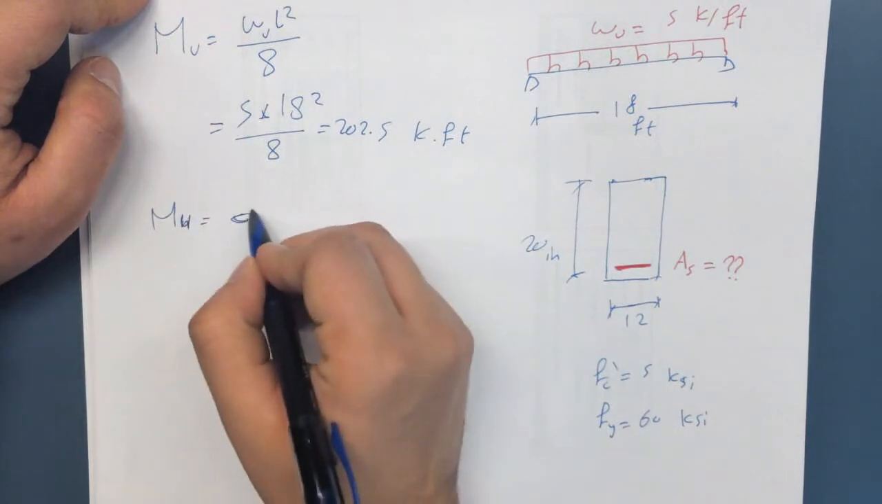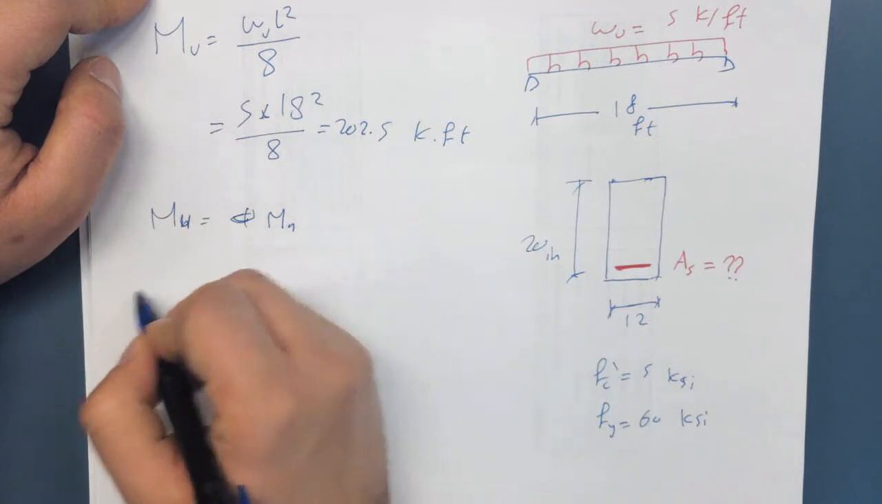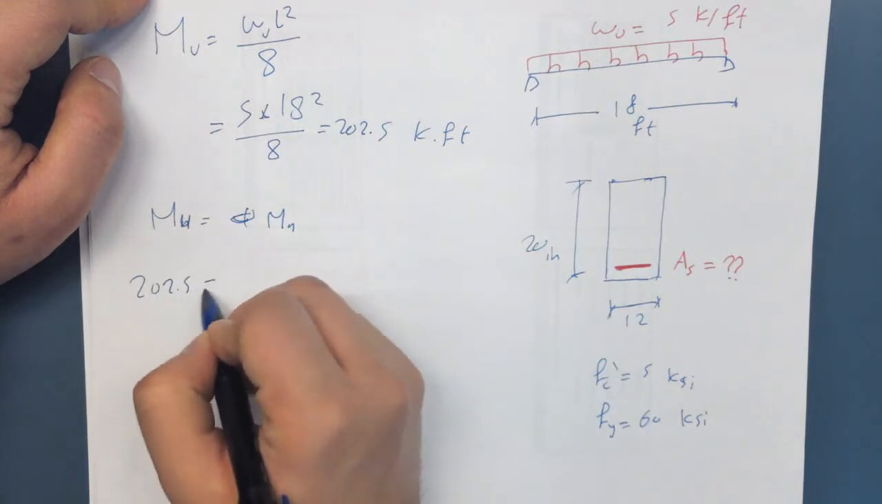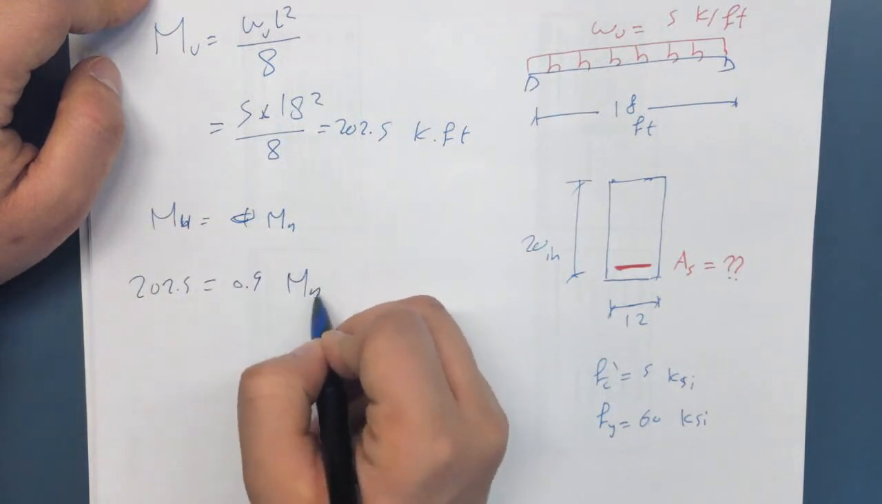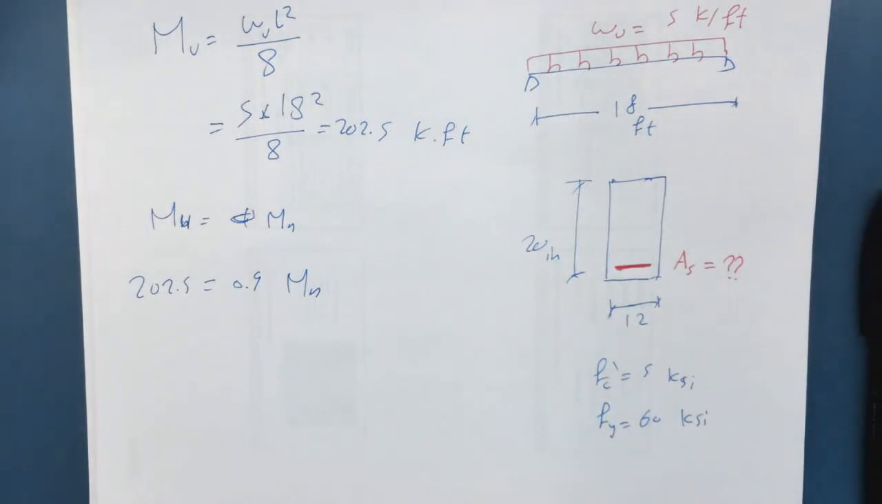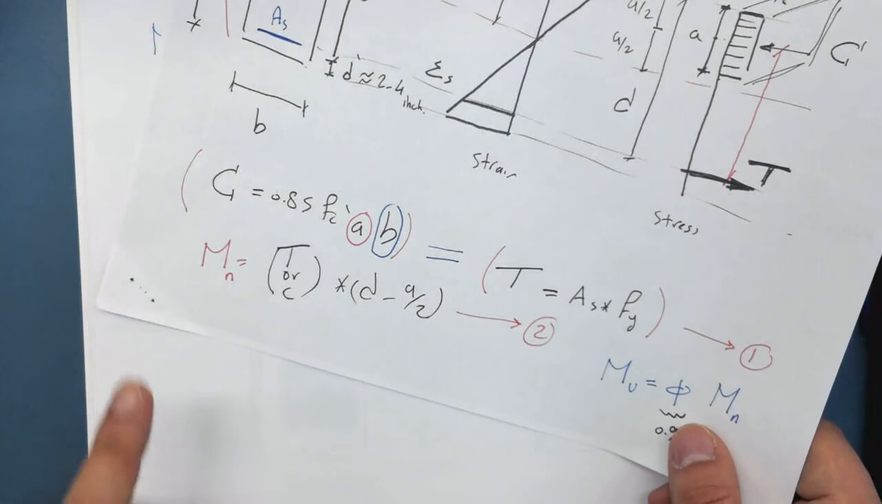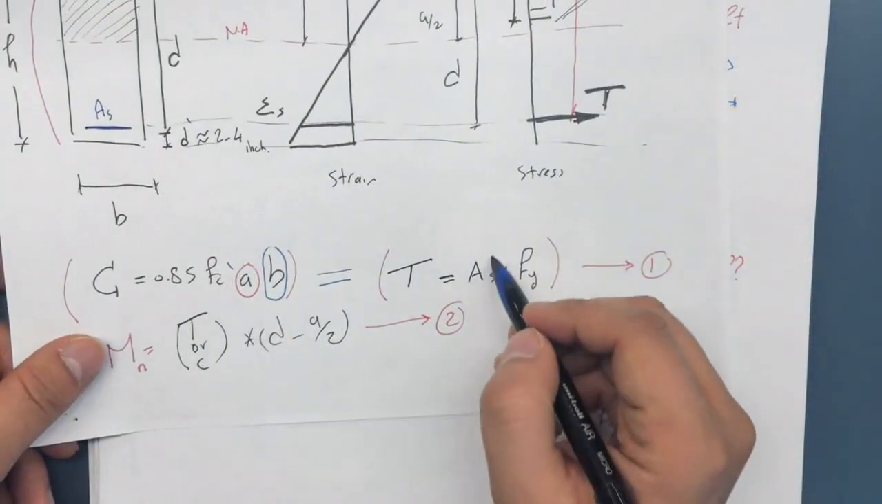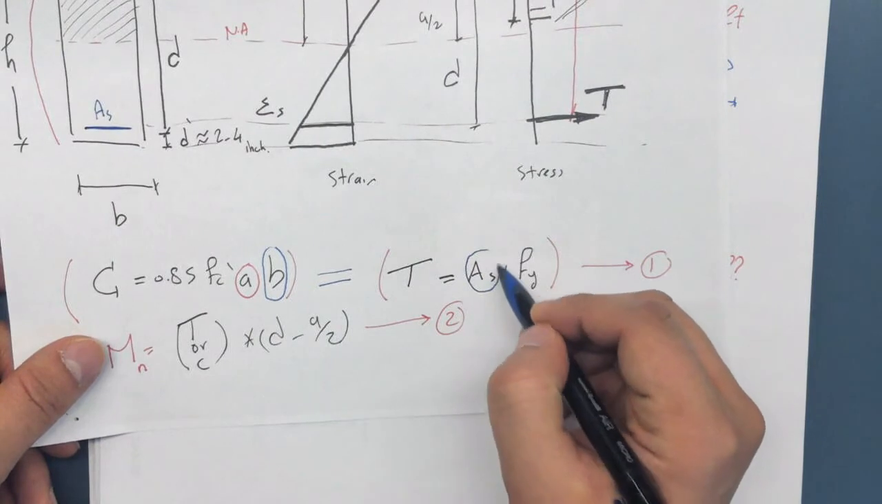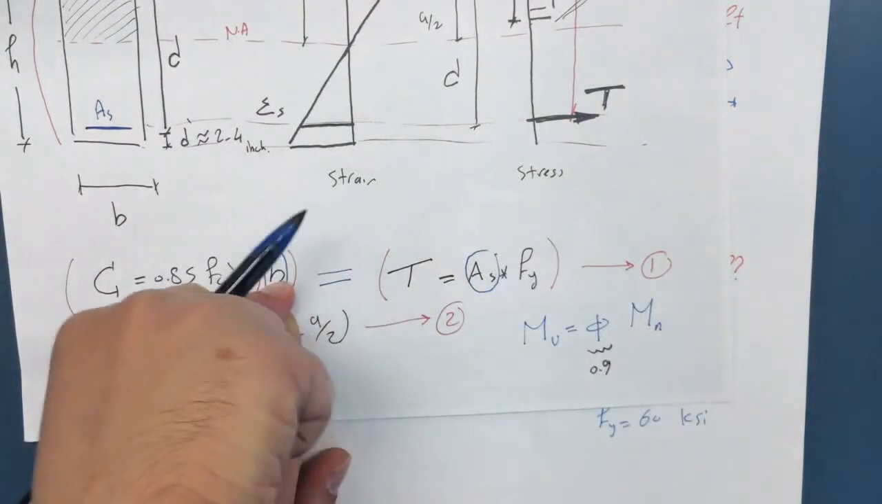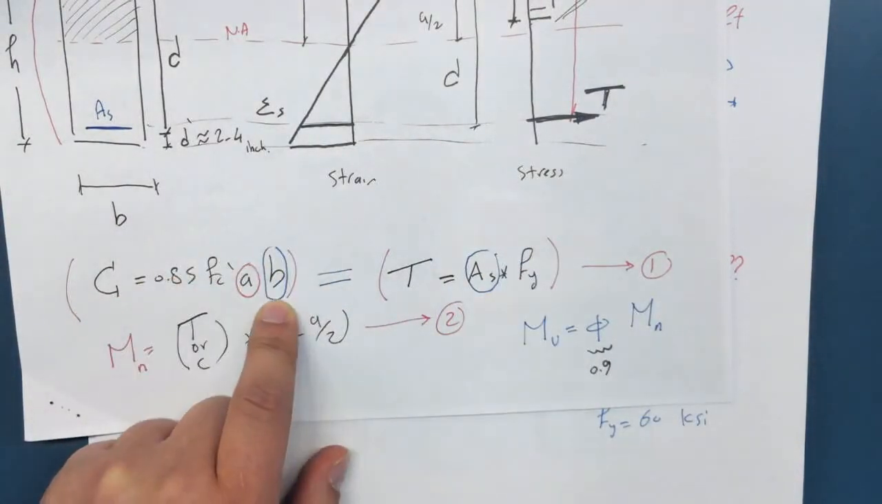And Mu is equal to phi Mn. So 202.5 is equal to 0.9 multiplied by Mn. And from here you can find the Mn that you want to design for. The problem here is we do not know As. And this is kind of very similar to when we didn't know b. So you have 2 ways to solve the problem.